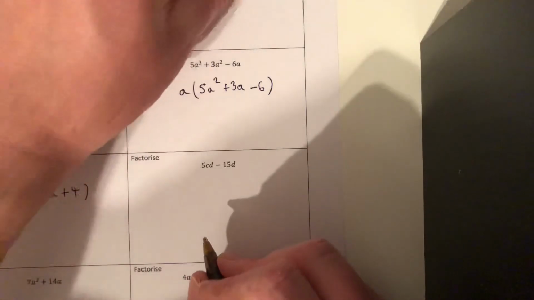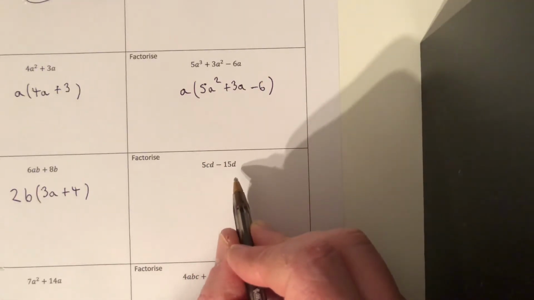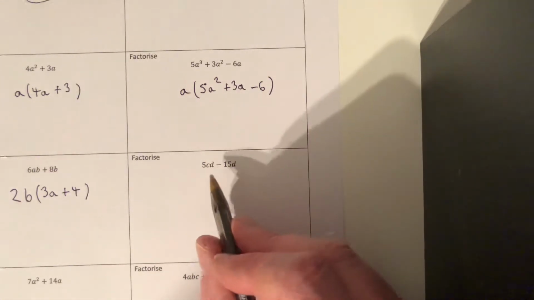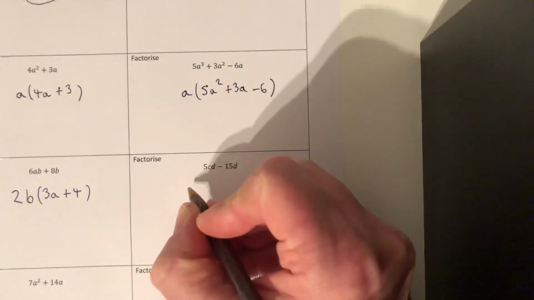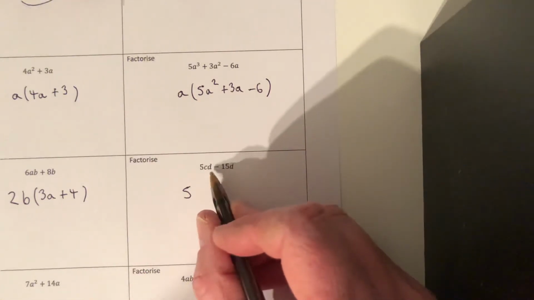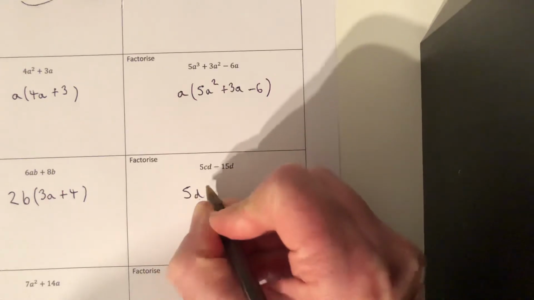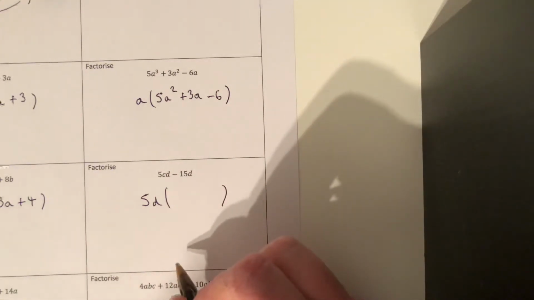Okay, next one, 3 to go. 5cd minus 15d. So again, let's start with a number. What is common? 5 and 15, both in the 5 times table. You all shouted 5, so we'll take 5 out. C, no C, so C is not common. D, check, D is common. Take that out then.